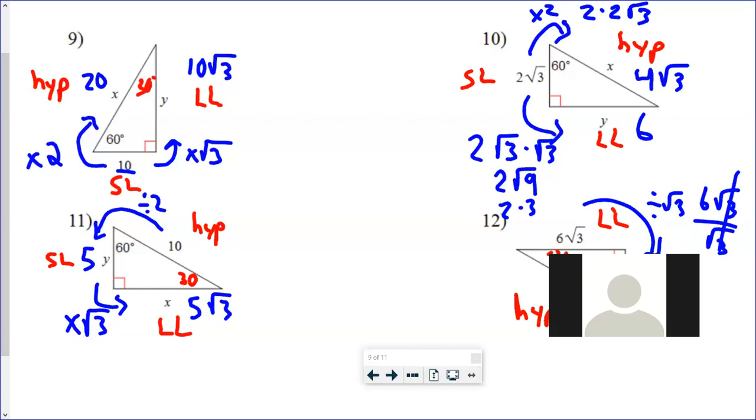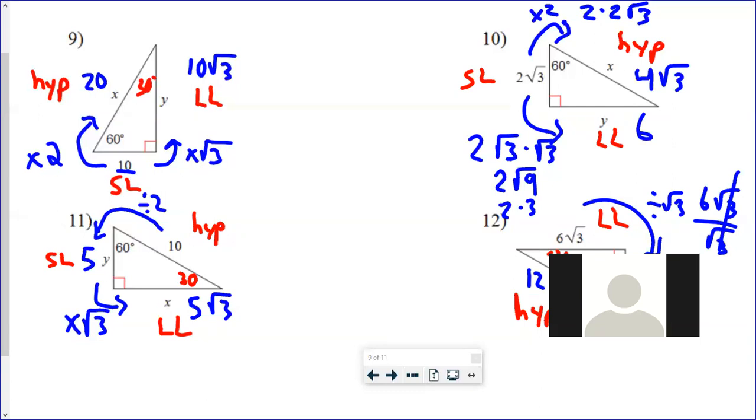Then we have our short leg, and we've learned to get from the short leg to the long leg, you just double it. So 6 times 2 is 12. And there you go. That is how we use the 30, 60, 90 triangle to find missing sides.